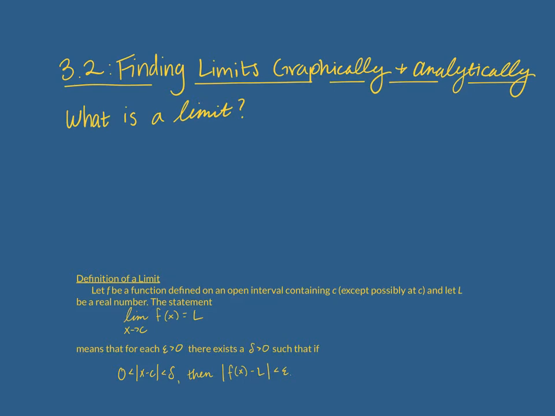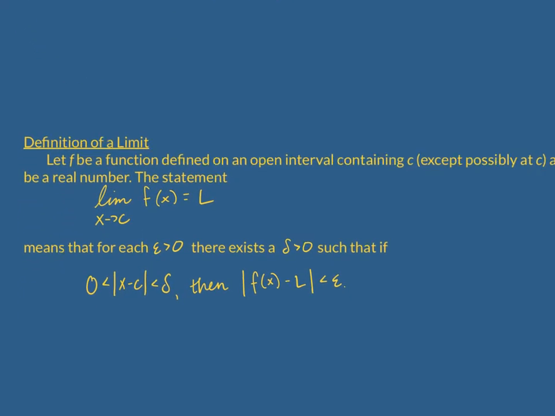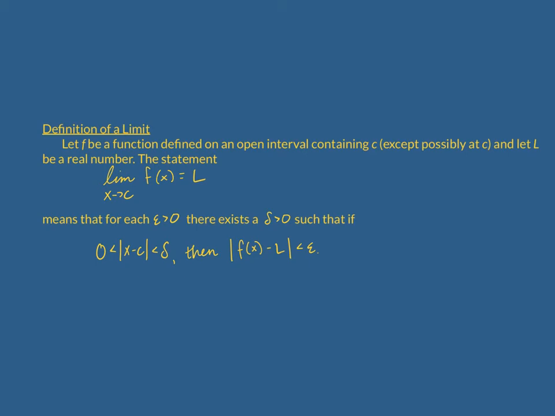But we also have to look at the more formal definition, which is: let f be a function defined in an open interval containing c, except possibly at c. So c is a number. You've got a function f of x and a number c, and let L be a real number. So c and L are real numbers. The statement limit, that's what the LIM means, as x approaches c of f of x is equal to L.